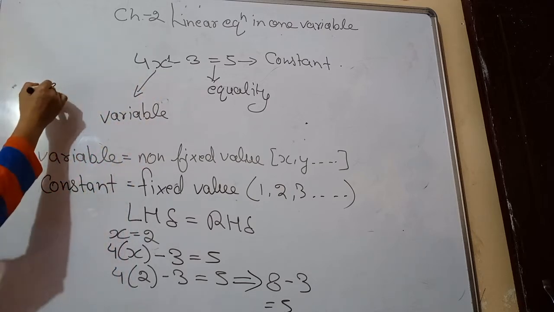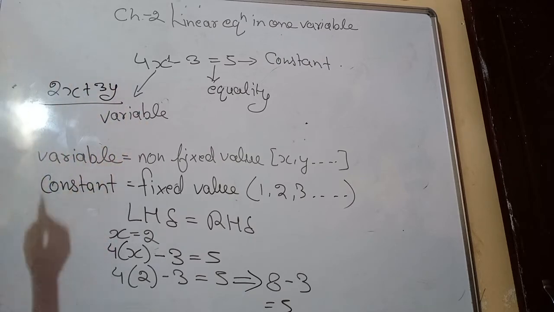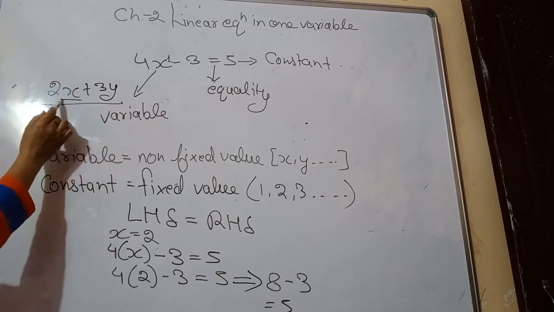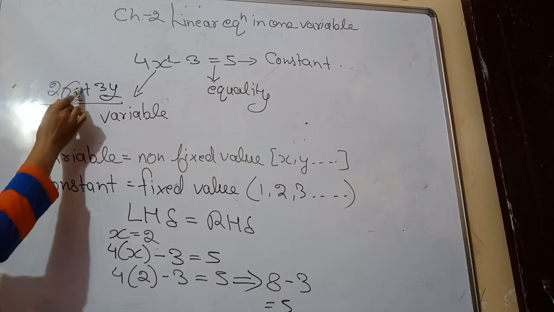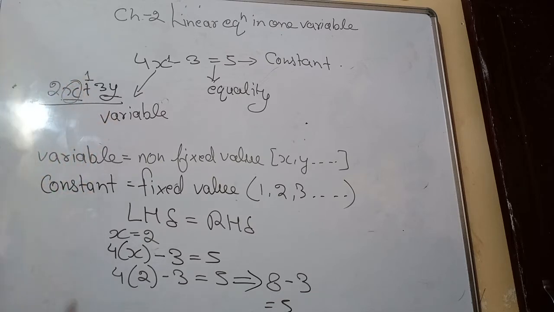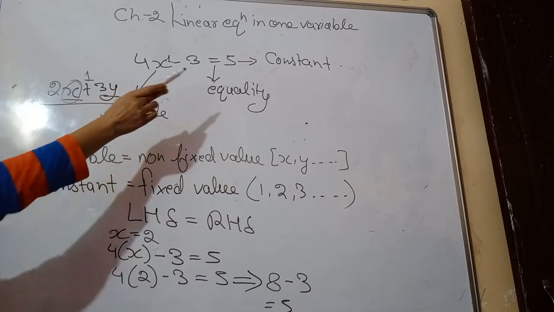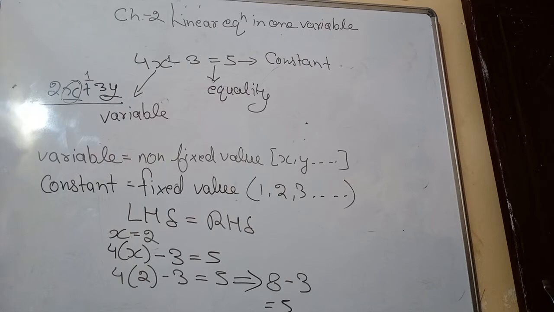We cannot write 2x plus 3y. This is not a linear equation with one variable, because here you can see there are two variables, x as well as y. So linear equation in one variable means there has to be only one variable whose highest power is 1, and there has to be one constant term like that 5, and equality sign is also required for any equation.